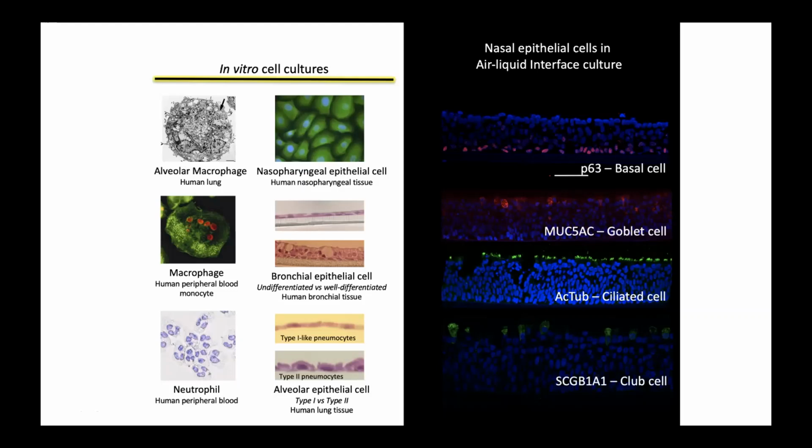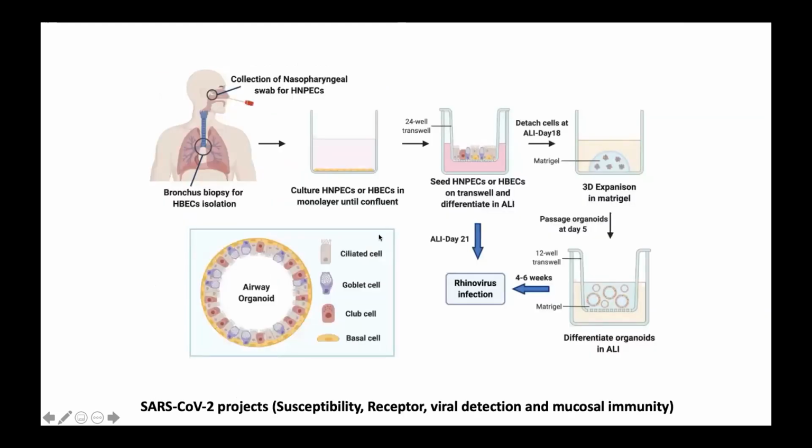And at last, you can see the club cells, which are the progenitor cells of the ciliated cells and goblet cells. So in general, we collect samples from subjects, we do isolation, we culture them, differentiate them into the pseudostratified layer as you saw just now. But at the same time, we also go one step further, that we culture them in 3D expansion. We expand them in 3D and do it in Matrigel. And at the end of the day, we have the airway organoid done.